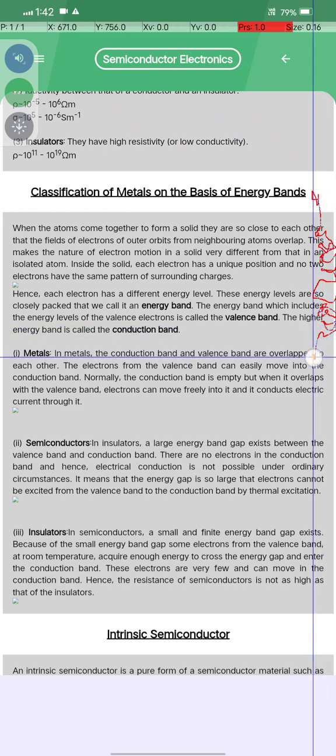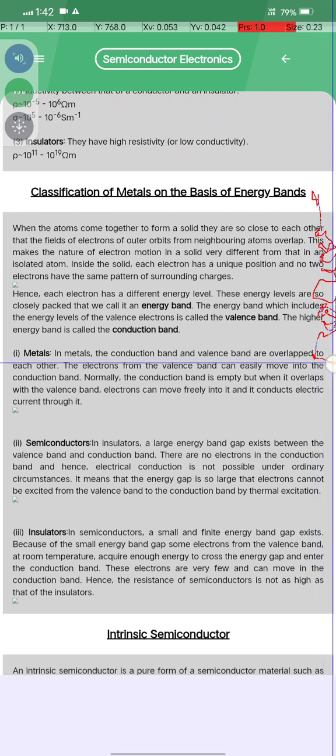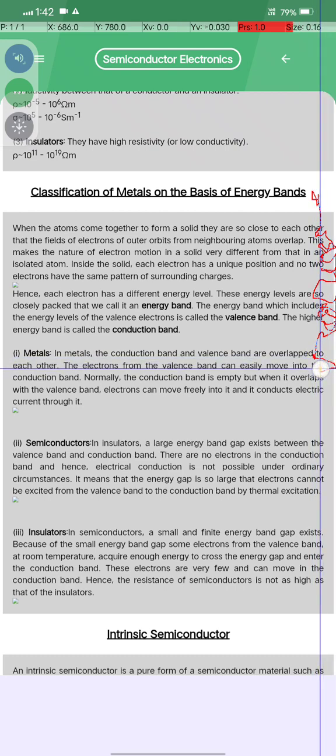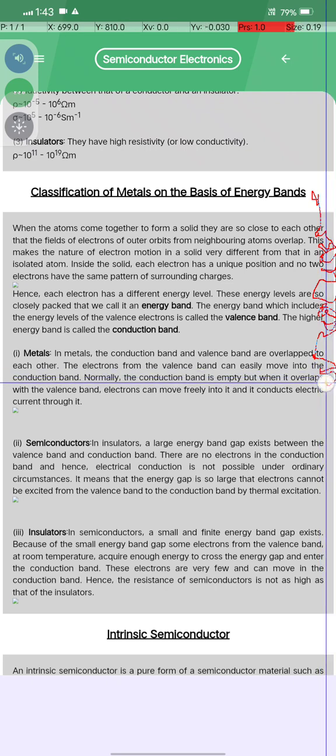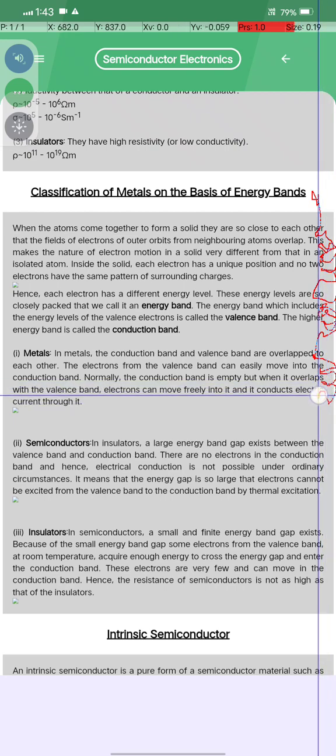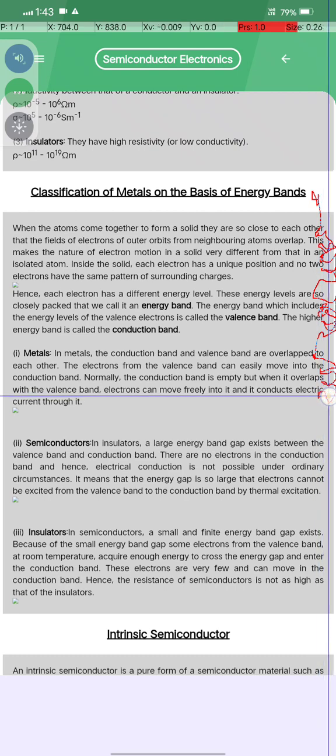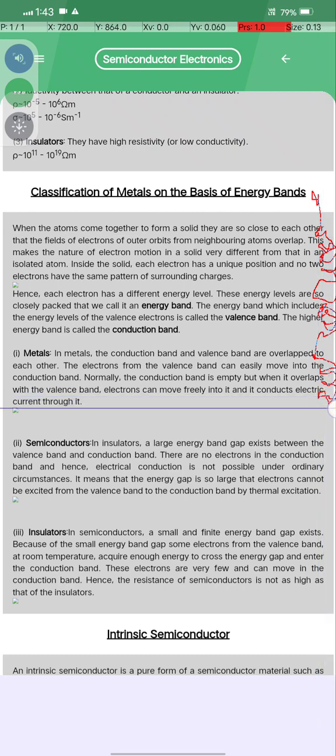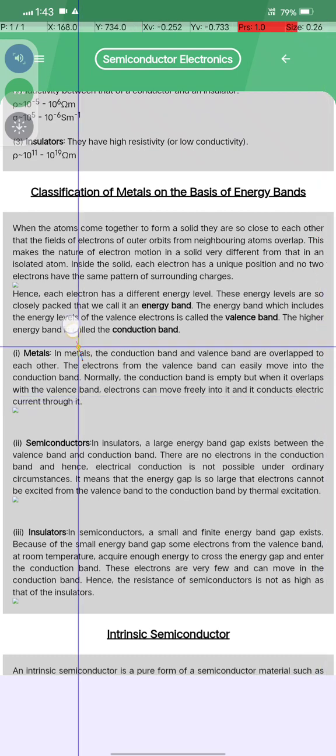Metal क्या होता है? In a metal, the conduction band and the valence band overlap each other and electrons from the valence band can easily move into the conduction band. Normally the conduction band is empty, but in a metal it overlaps with the valence band and electrons can move freely into it and conduct electric current through it.